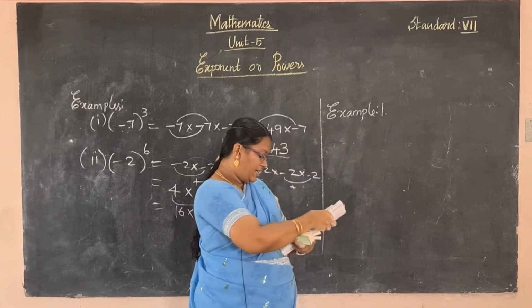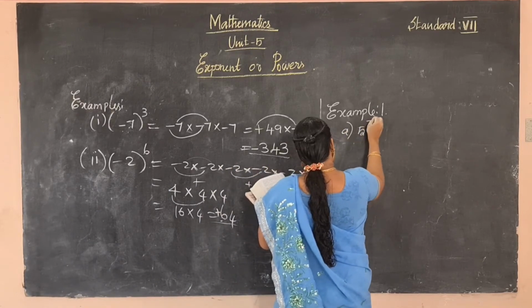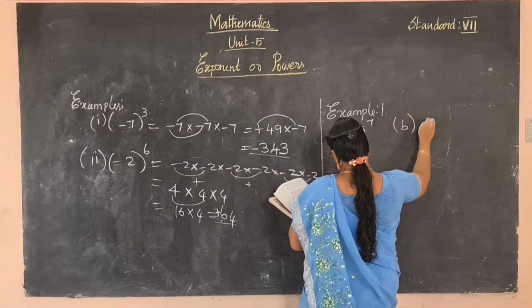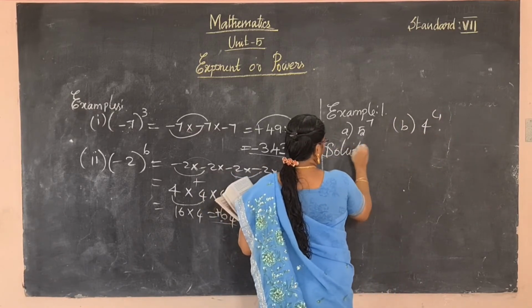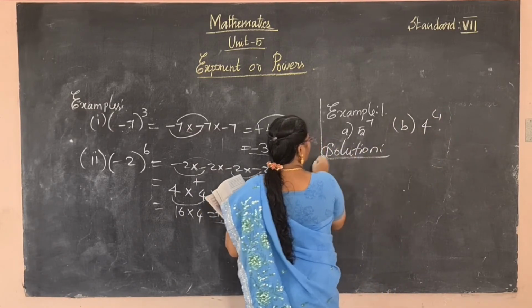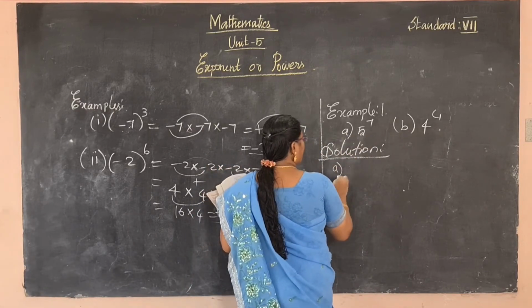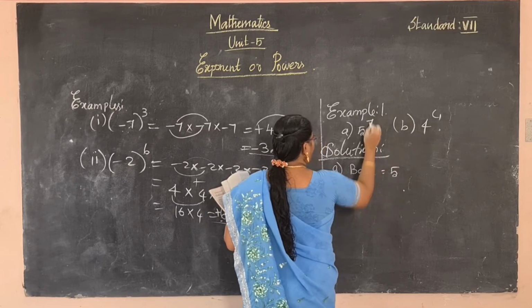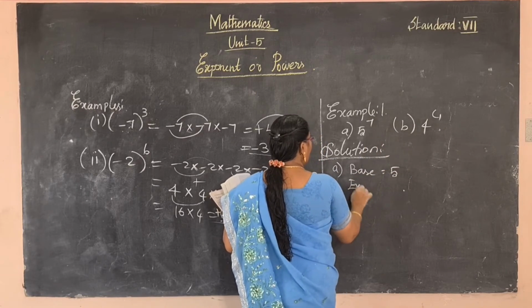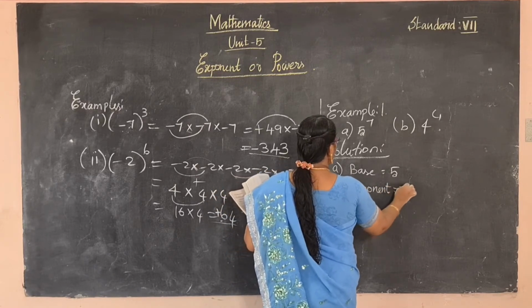Write the base and exponent of the following. Okay. Write the base and exponent. The first one. What is that? Base value A. The base value is 5. The exponent or index is 7.